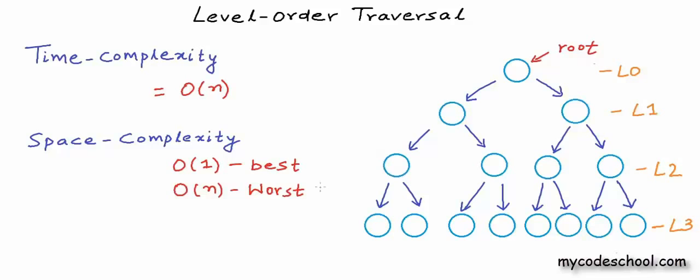I'm not going to prove it, but for the average case, space complexity will be big O of n. So for both worst and average cases, we will be big O of n in terms of space complexity. And when we are saying best, average and worst cases here, it's only going by space complexity. Time complexity will be big O of n for all cases. So this is the time and space complexity analysis of level order traversal.